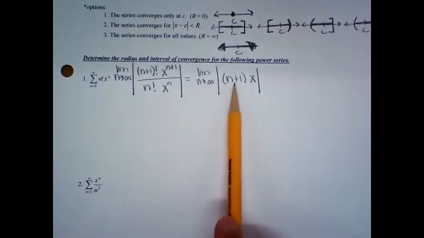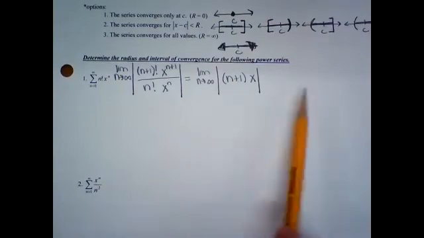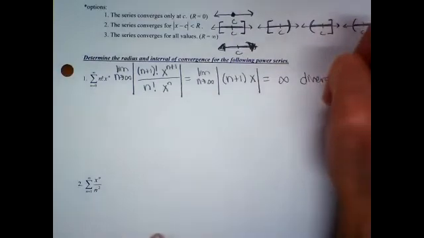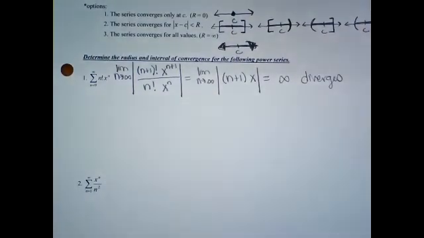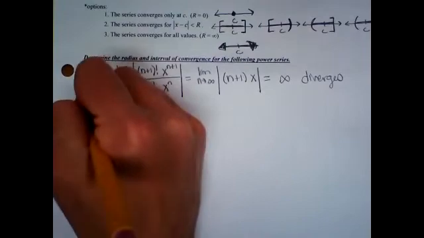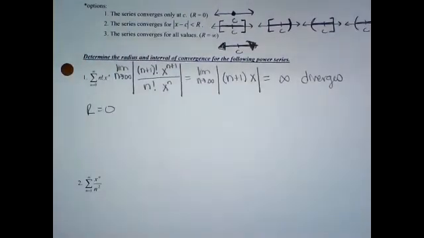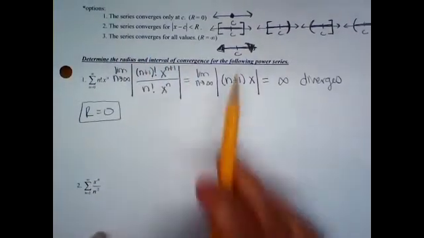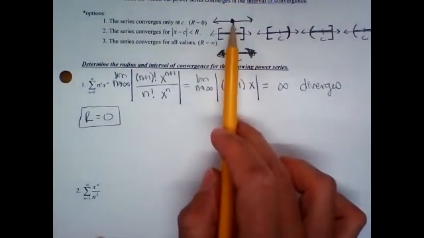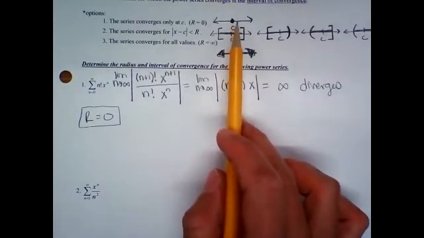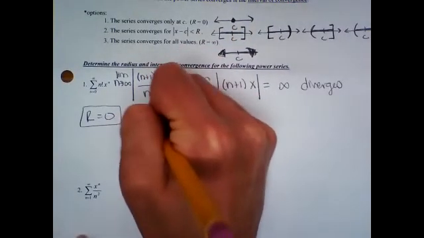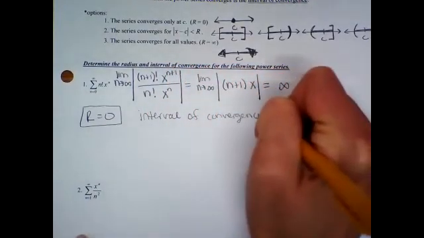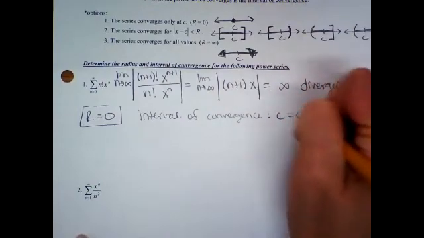As n goes to infinity, this is just going to keep getting bigger and bigger and bigger. So this goes to infinity, which means it diverges. And so your radius of convergence is nothing, since we found that it was divergent. And so it's this first situation. We are only convergent where we're centered, which is 0. So your interval of convergence is just literally c equals 0.